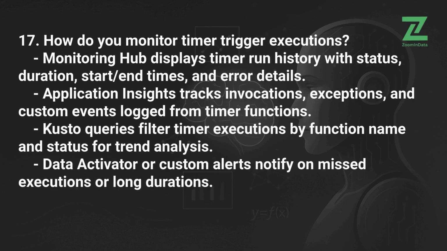17. How do you monitor timer trigger executions? Monitoring Hub displays timer run history with status, duration, start, end times, and error details. Application Insights tracks invocations, exceptions, and custom events logged from timer functions. Custom queries filter timer executions by function name and status for trend analysis. Data activator or custom alerts notify on missed executions or long durations.